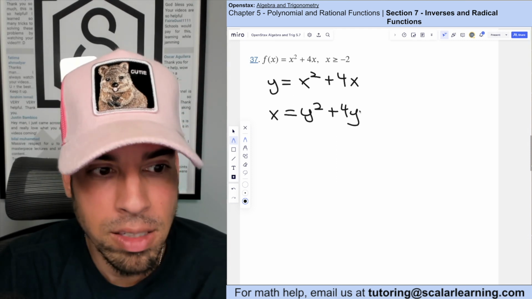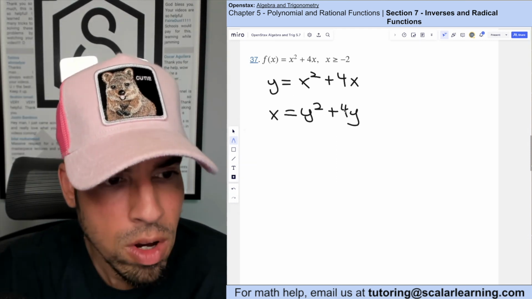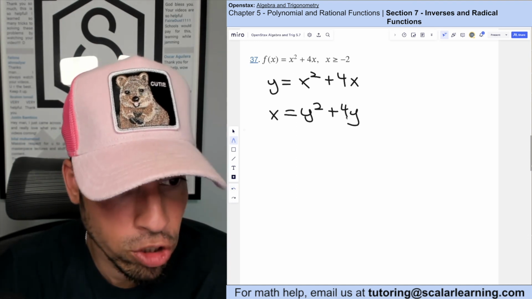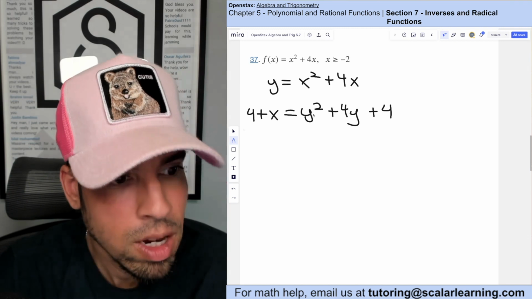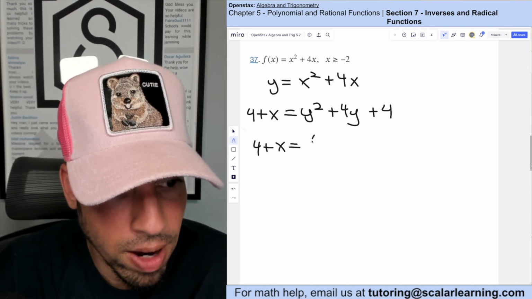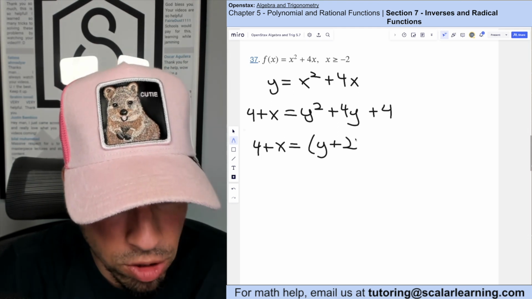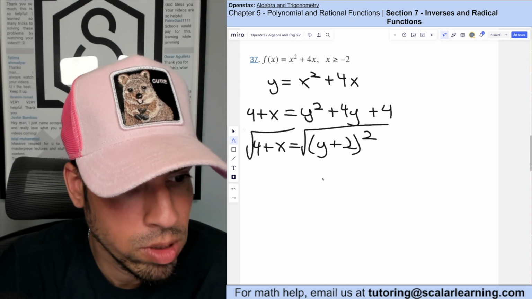And then to isolate y, we have to do something called completing the square. That's how we're going to isolate the y. So I'm going to take half of this b value, which is 2, square it, and add that to both sides. That's 4 on both sides. Then we got a nice perfect square on the right-hand side, which can be factored to y plus 2 times y plus 2, aka y plus 2 squared. Then I'm going to take the square root of both sides.